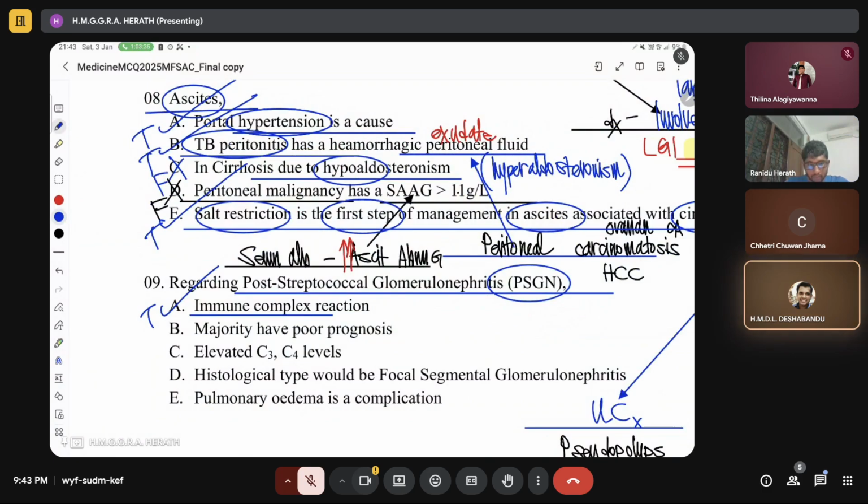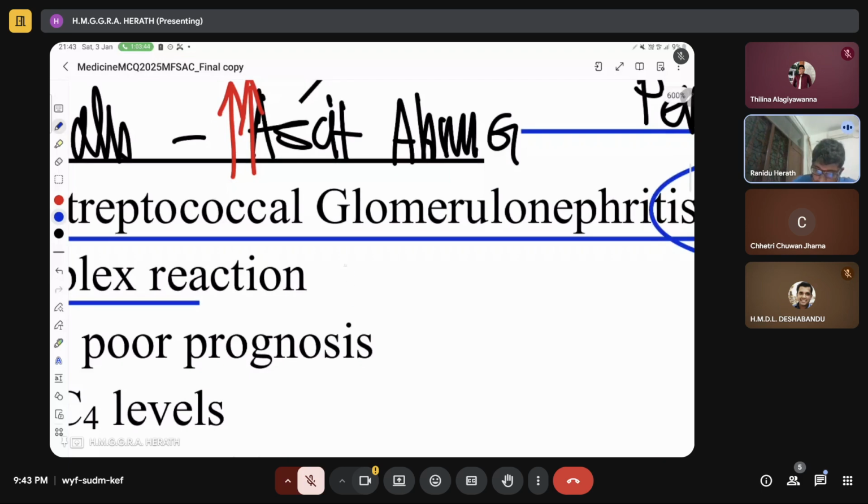Antibody mediated, type 2 or type 3? It is type 3 always. What is the example of a type 2 hypersensitivity reaction?